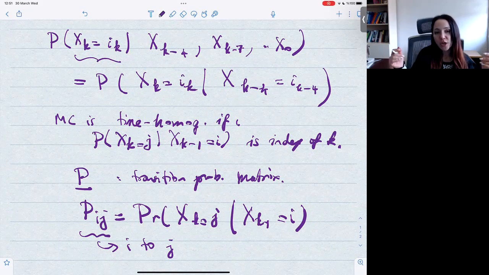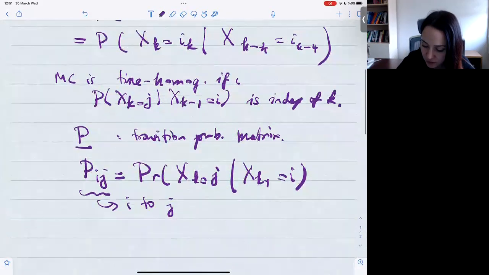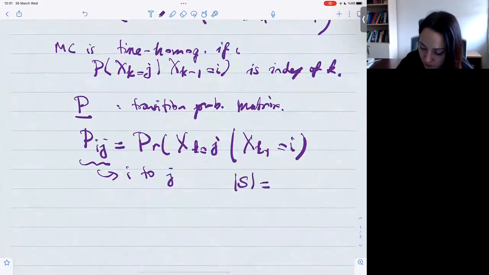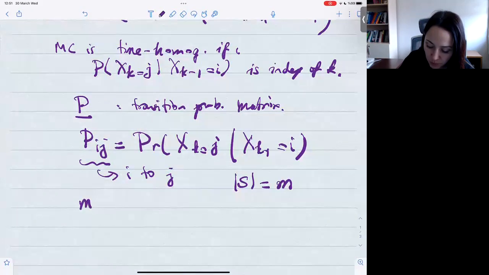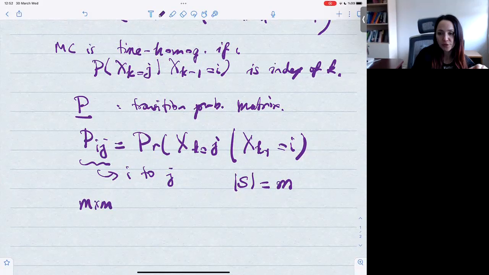Now, a Markov chain can have a finite state space or an infinite state space. In the case of a finite state space S, suppose that the size of S is M. We would have M cross M entries in the transition probability matrix. But in general, the state space may also be infinite.